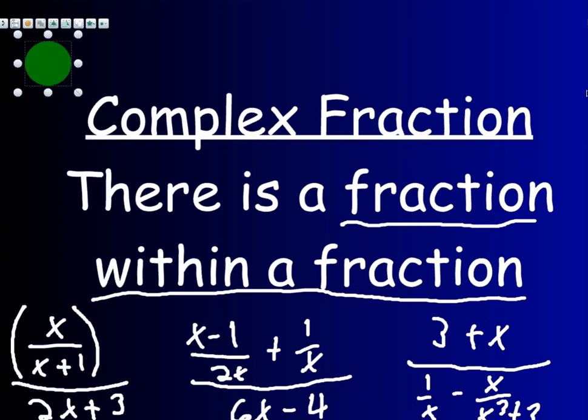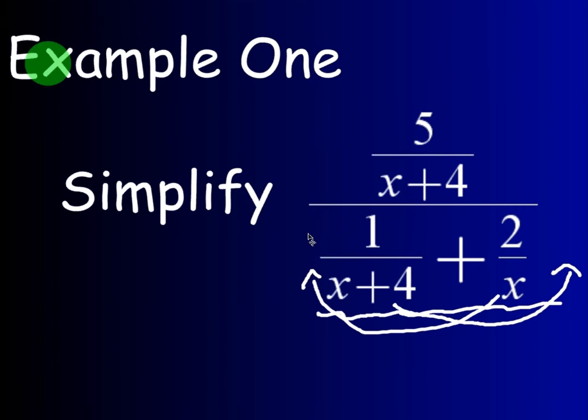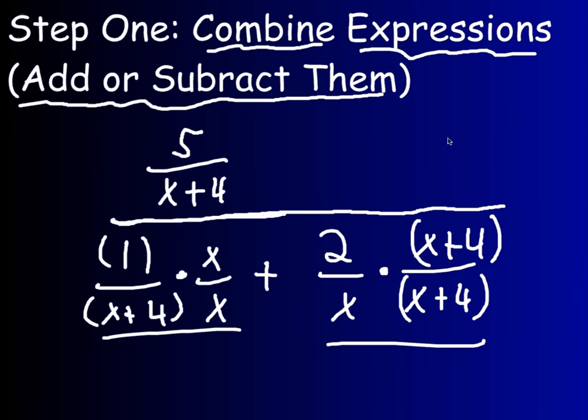Alright, so let's go ahead and get to example 1. We have 5 over x plus 4, which is one fraction, divided by, this is our big fraction bar, 1 over x plus 4 plus 2 over x. I've already drawn some arrows here from a previous lesson, but this is indicating that we need to combine these two fractions on the bottom before we can do anything. So step 1 is going to be to combine the expressions, either adding or subtracting them.